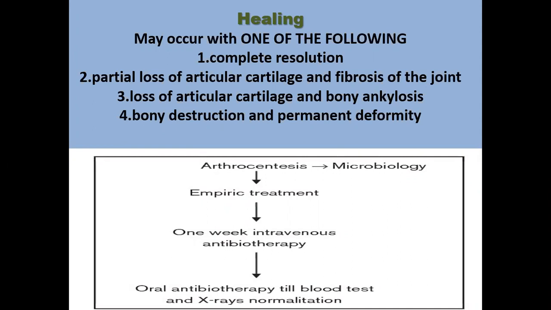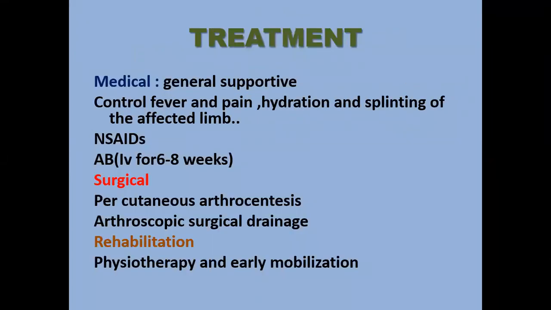Now here is the plan for treatment: we do arthrocentesis and send it for microbiology, then start empirical treatment, 1 week intravenous antibiotic therapy, then oral antibiotic therapy until blood tests and x-rays normalize. Medical general supportive: control fever and pain, hydration and splinting of the affected limb, non-steroidal anti-inflammatory drug and antibiotic IV for 6 to 8 weeks, then oral. Surgical: percutaneous arthrocentesis, arthroscopic surgical drainage, and rehabilitation, physiotherapy and early mobilization.